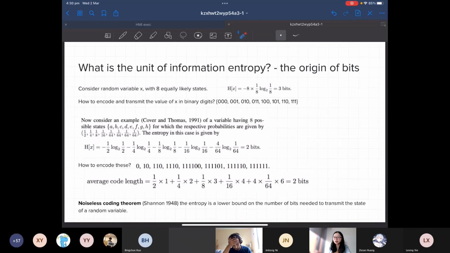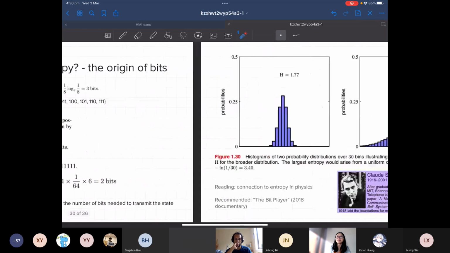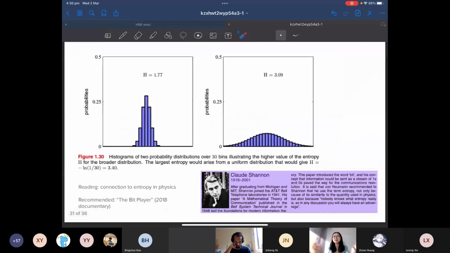And Shannon worked at Bell Labs, where lots of communication technology was developed. So that's the origin of these particular concepts. Graphically speaking, if we have histograms of discrete states that are a lot more concentrated, entropy is lower than for histograms of random variables that are spread out.